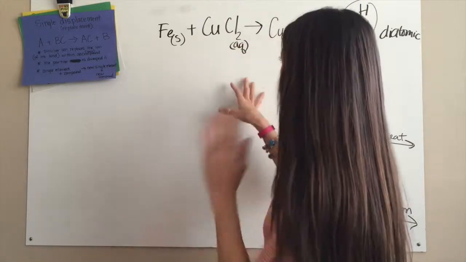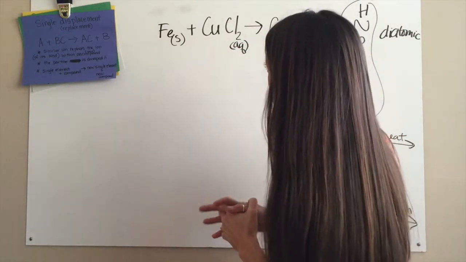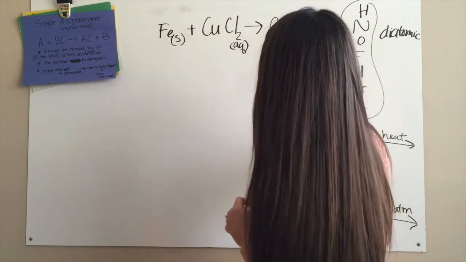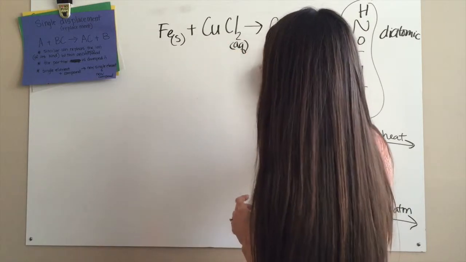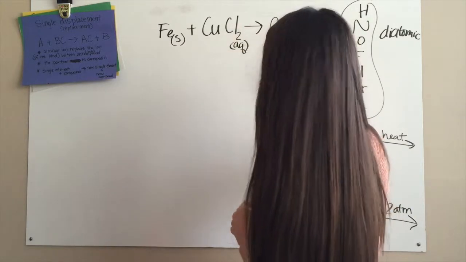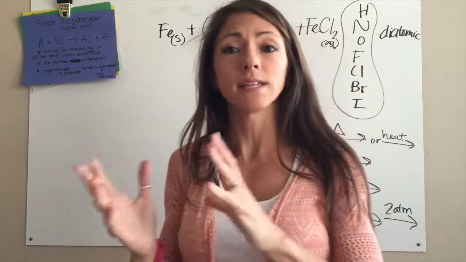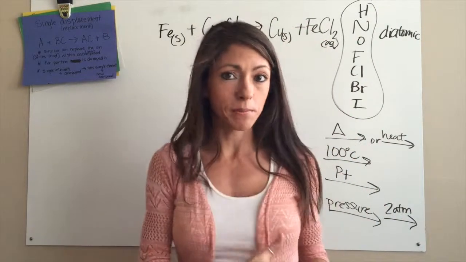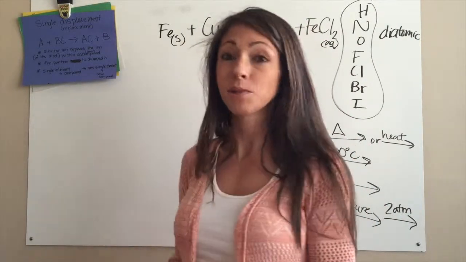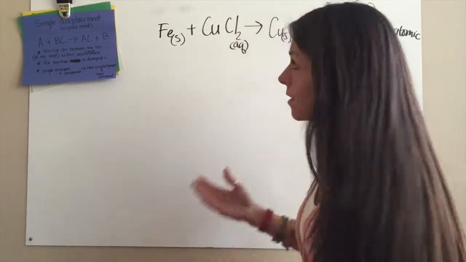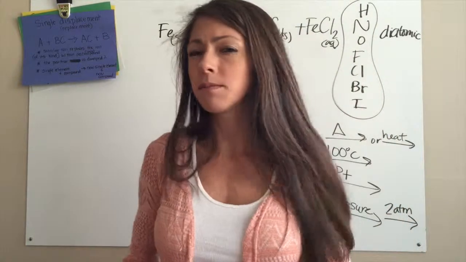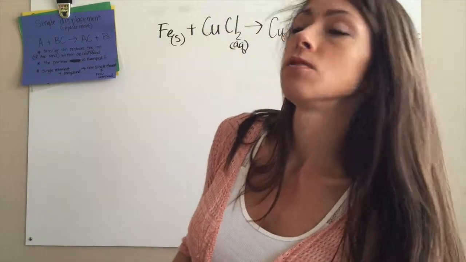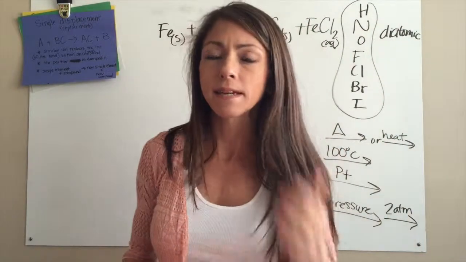So let's look at the quantitative side of this. Iron, we've got 1 here and 1 here. We've got 1 copper here and 1 copper here, 2 chlorines here and 2 chlorines here. So this is balanced. There is equal mass on both the reactant and product side, so we will not need to balance this one either. Now, this is a single displacement, sometimes called a single replacement. You might see that word used, it means the same thing.